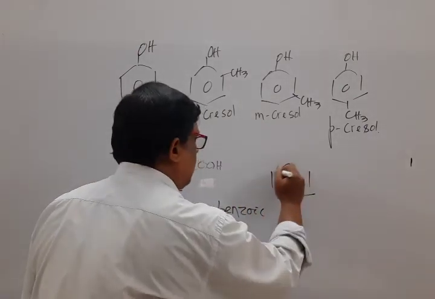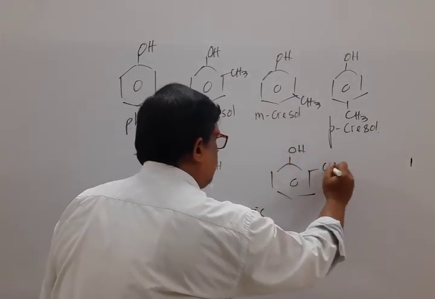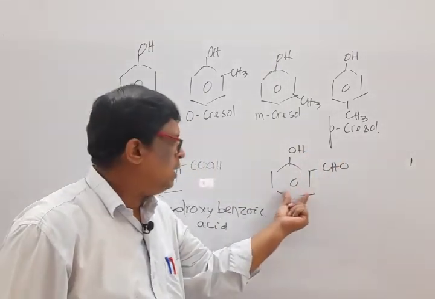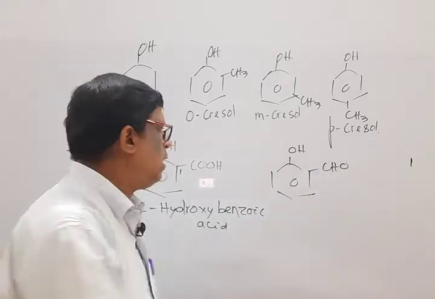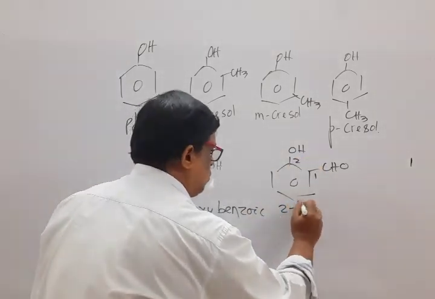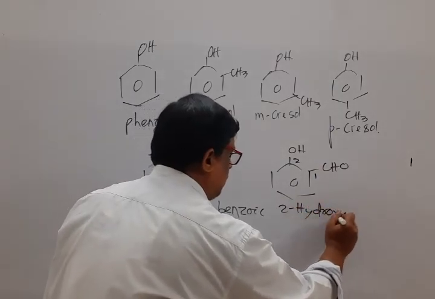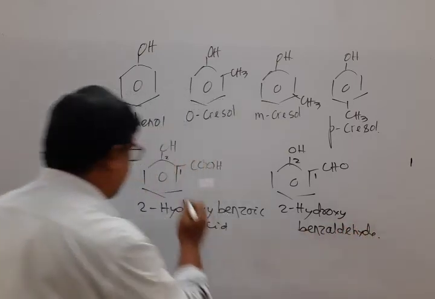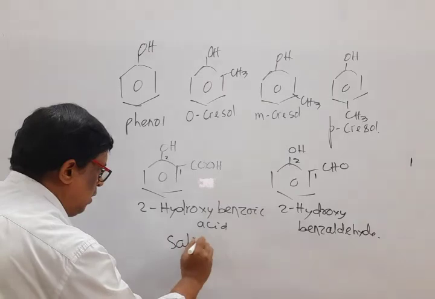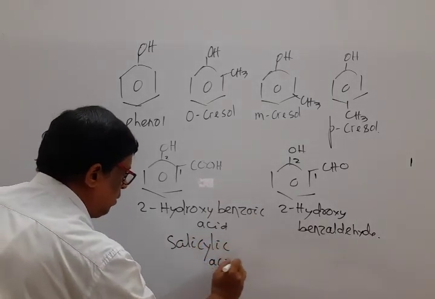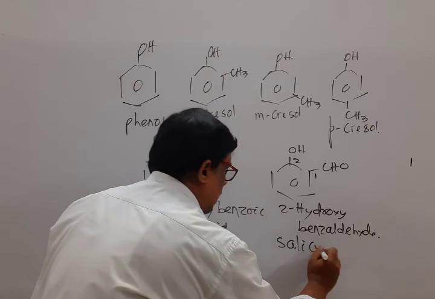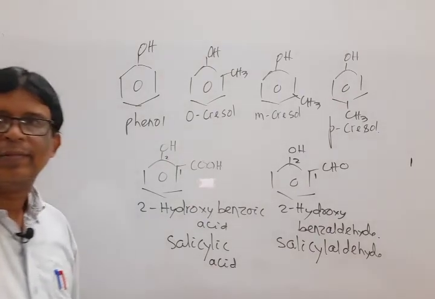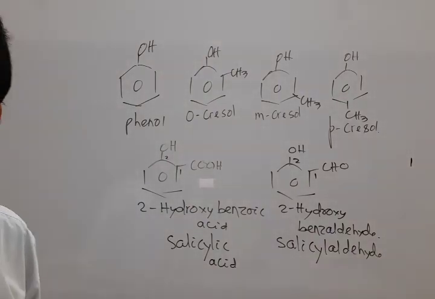Similarly, mark another one. Two functional groups are there, and on the priority basis the aldehyde is more powerful. So benzene plus aldehyde gives benzaldehyde, and with the hydroxy at position 2 it is known as 2-hydroxybenzaldehyde. Otherwise the common names are salicylic acid and salicylaldehyde. Okay, so many other common examples are also there.